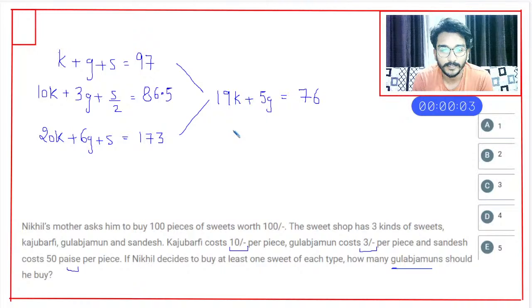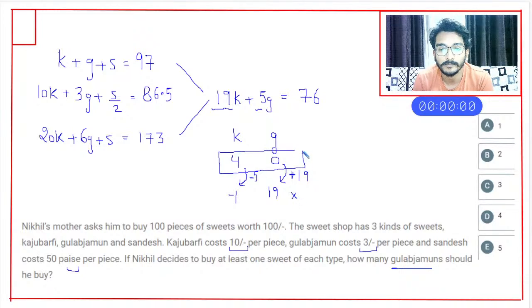So plug the value. Hit and try approach. Let's assume 19k की अगर आप वैल्यू 4 रखते हो, 19 into 4 is 76. It's a perfect number, टेबल में आता है. And g equals 0 in that case. So if I increase g value, k value will decrease. I have to increase g value according to the coefficient of k, that is 19, and k will reduce with the coefficient of g, that is 5. So it becomes negative, means this is not possible.